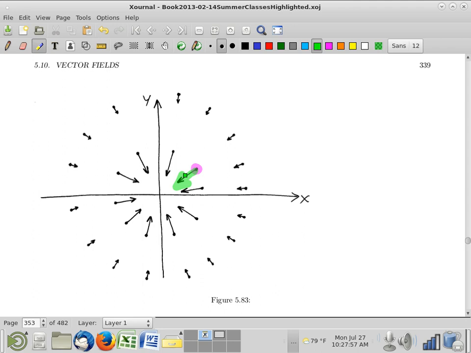For every point, there's a corresponding vector. Here's a different point, different vector, different direction, different magnitude. Right? Here's another point. Again, different vector. All right. So this is all a vector field is, for purposes of Math 212, something that associates to every point a corresponding vector.